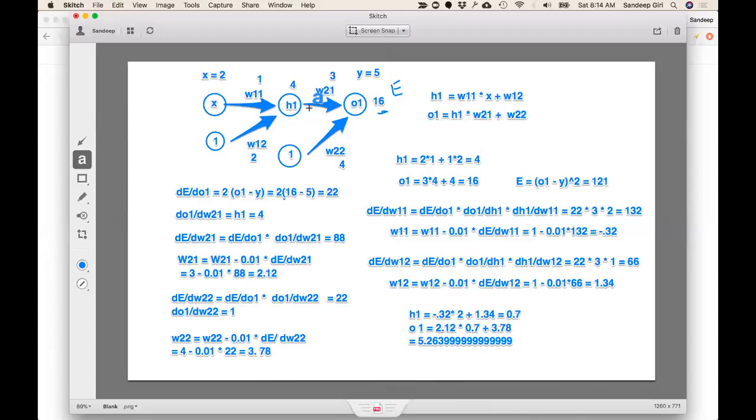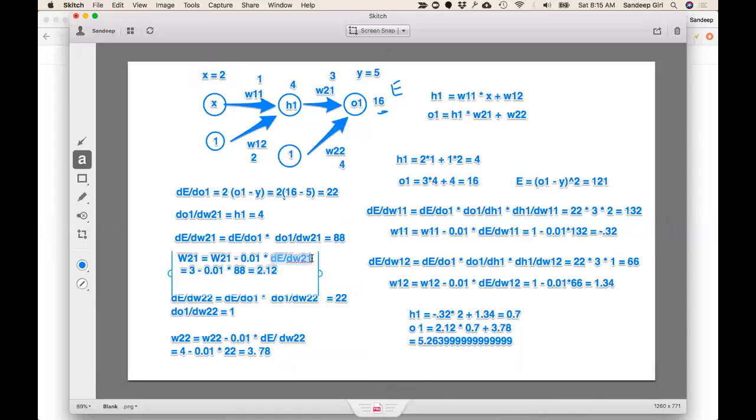And also please note that right now we took one value of X and one value of Y. But in reality, we have thousands of values of X and thousands of values of Y. And at every point when we are computing these values, we average out the error with respect to all of the values of X.